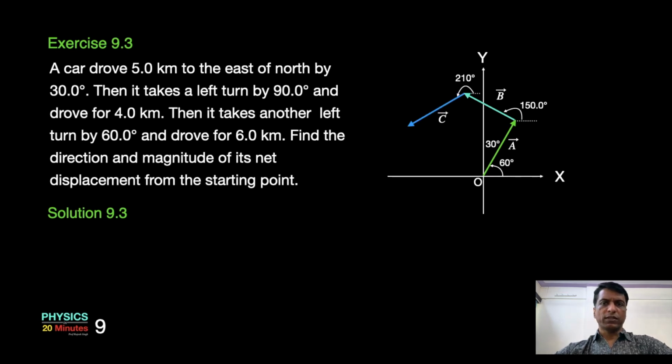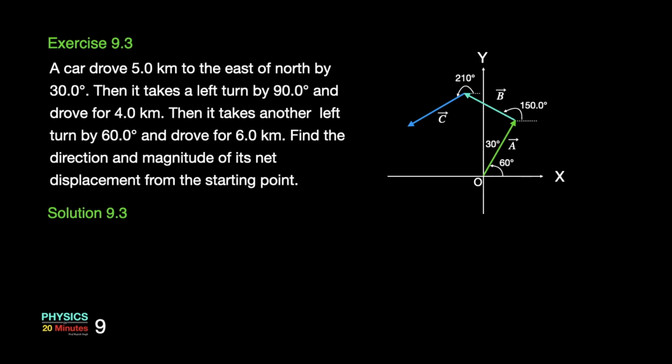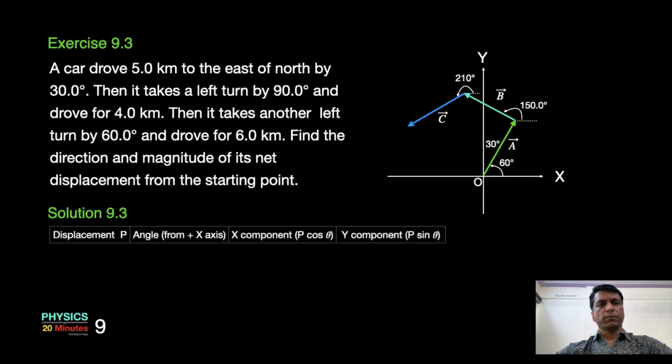So we are going to solve this using the component method. We have to find the x and y components of each of these three vectors and then add them to find the x and y components of the resultant vector. For this we form a table. The first column is displacement, let it be represented by P. The second is the angle of the displacement from the positive x-axis in the anti-clockwise sense. The third column is the x component of displacement, which is P cos theta, and the fourth column is the y component, which is P sin theta.